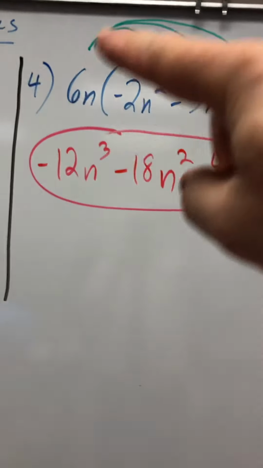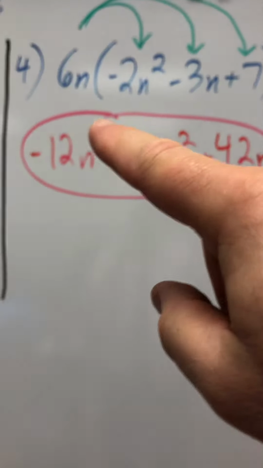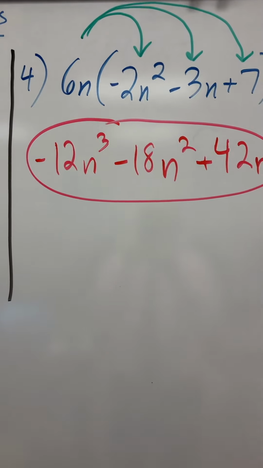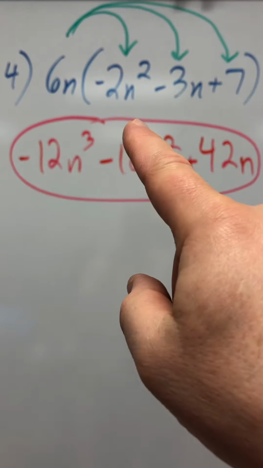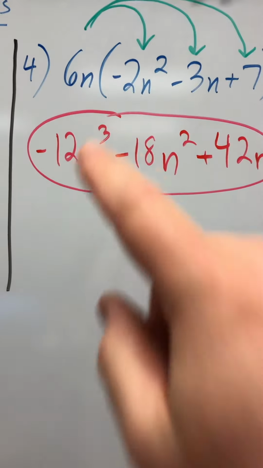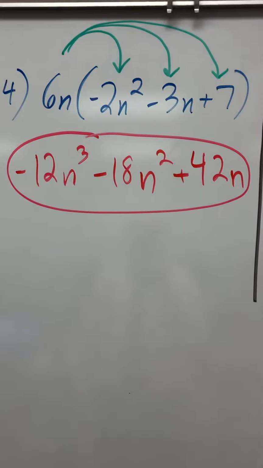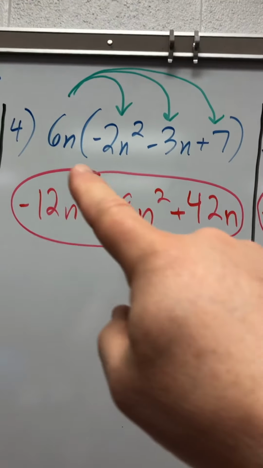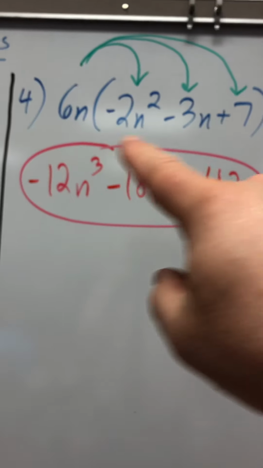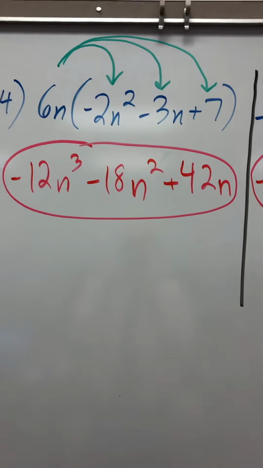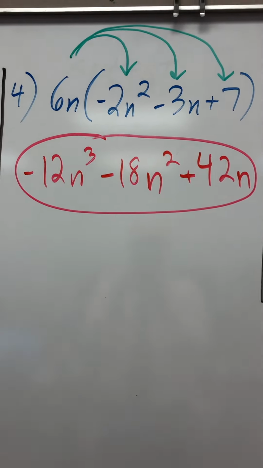Once again, 6n times this, 6n times this, 6n times this. What's 6n times negative 2n squared? Well, 6 times negative 2 is negative 12. What's n times n to the second? N to the third. Why? Because there's one n here. There's 2 n's here. Put it together, you got 3 n's. 6n times negative 3n. 6 times negative 3 is negative 18. N times n is n to the second. 6n times 7 is 42 with the n. Done. That's all you do.